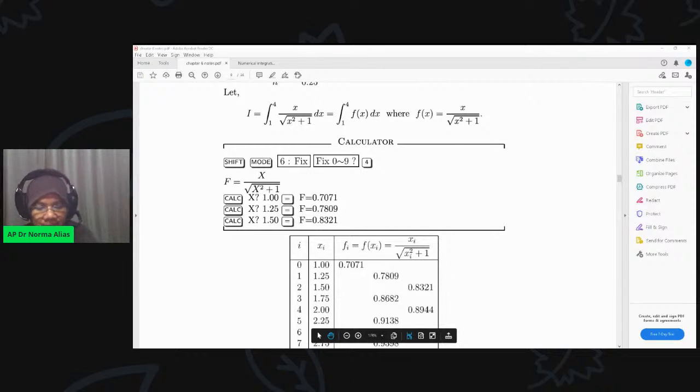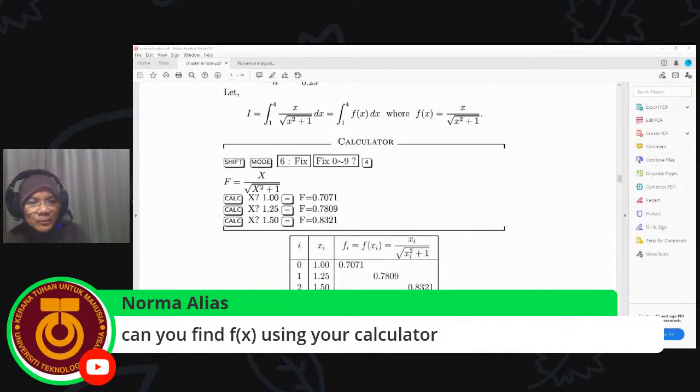Okay, can you insert the value? Actually, can you not insert the value? Can you find f(x) using your calculator? I'm worried, because if you take time to insert the data using your calculator, that will take too long.